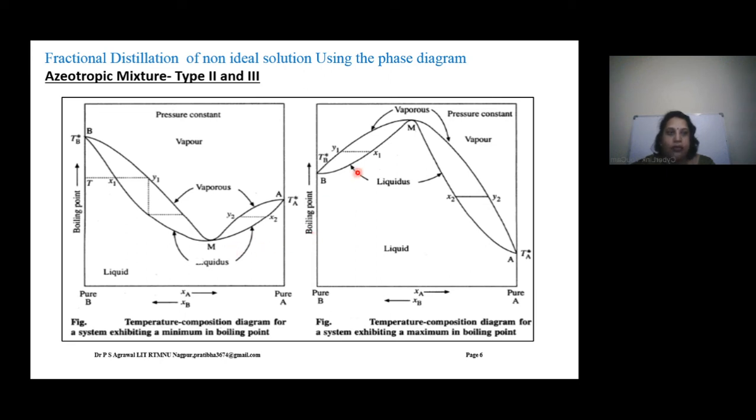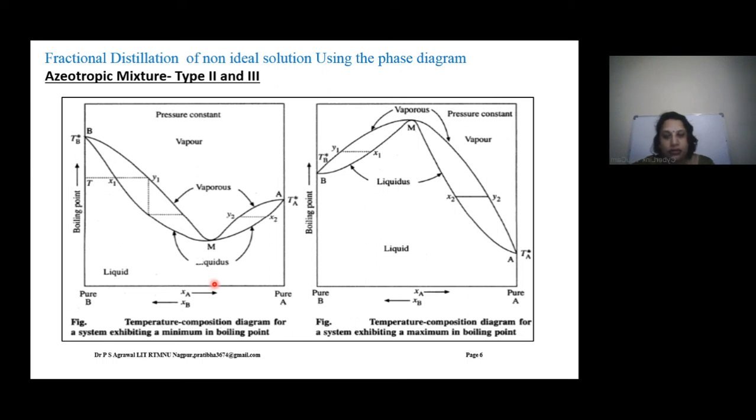corresponding to the minimum or maximum boiling point. It boils at constant temperature and it can be distilled without any change in composition. When we distill, if we boil and condense this composition, there will be no change in composition. We will get a fixed composition only. The situation is different on both sides, but at point M, we will get the same composition. Such a liquid mixture is known as an azeotropic mixture or azeotrope.